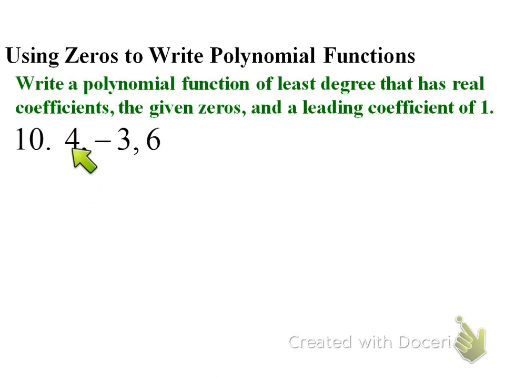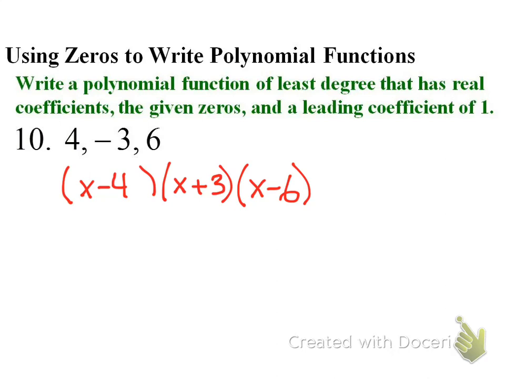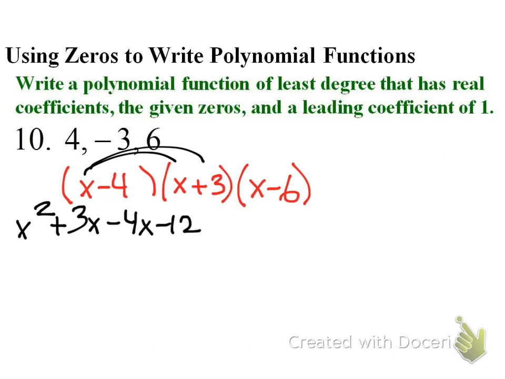So what would give us 4 as a 0? What factor would give us a 4 as a 0? X minus 4. Good. What factor would give us negative 3 as a 0? X plus 3. Good. What factor would give us a positive 6 as a 0? X minus 6. Great. The rest is just simplifying. Double distribute here. So you get an x squared plus 3x minus 4x minus 12 times x minus 6.